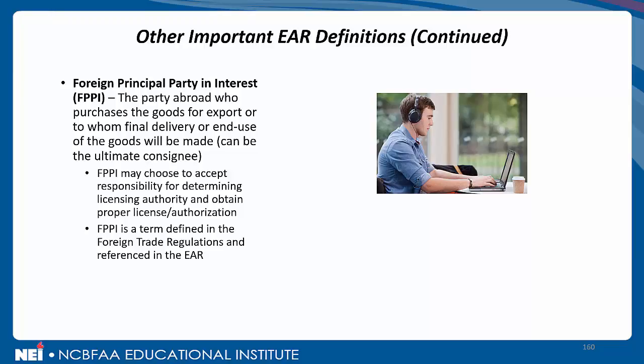There's also something known as a foreign principal party in interest, the FPPI. This is the party abroad who purchases the goods for export or to whom final delivery or end use of the goods will be made, and most certainly can be the ultimate consignee. As a sub-bullet point, we should note that the FPPI may choose to accept responsibility for determining licensing authority and obtain proper license authorization. As we saw a moment ago under the USPPI, the FPPI is a term defined in the Foreign Trade Regulations and also referenced in the EAR.